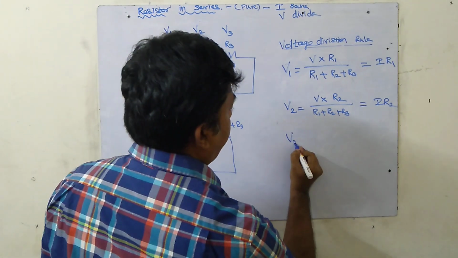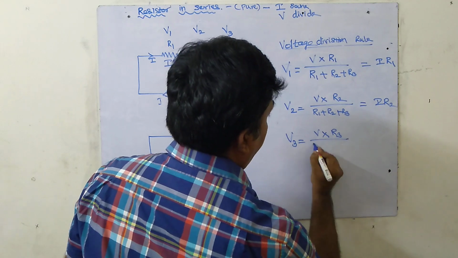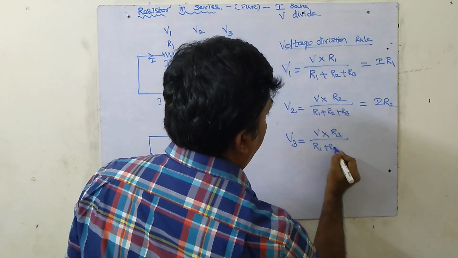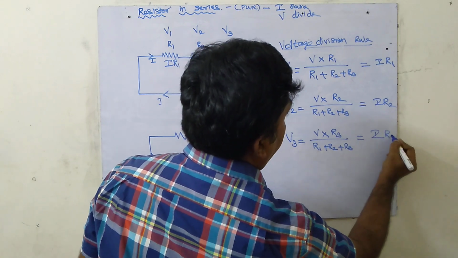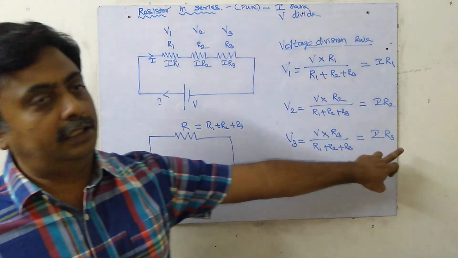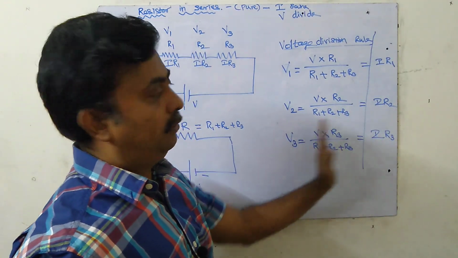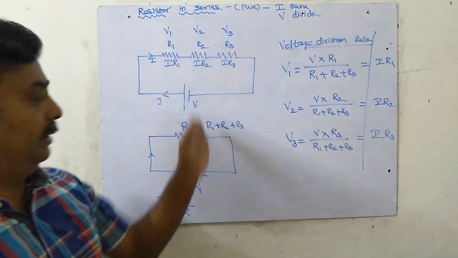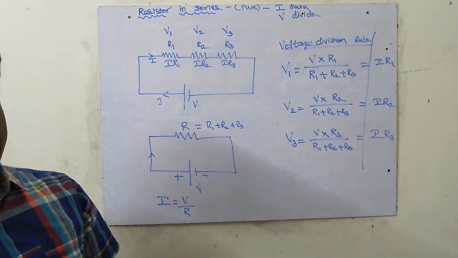Next one, V3. V3 equals V into R3 divided by R1 plus R2 plus R3, which will be equal to I into R3. Either I can use this formula or this formula. This formula is the voltage division rule, and this one is the normal formula. We can find it by this method, and any one formula we can use. This is for resistors which are connected in series.